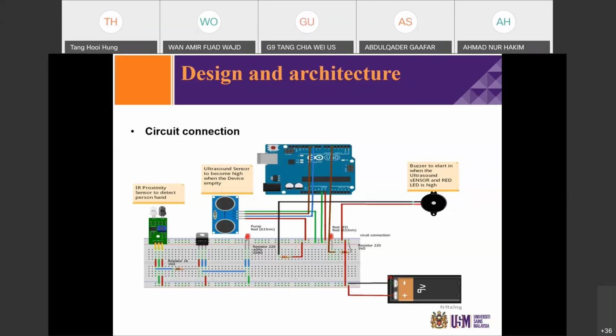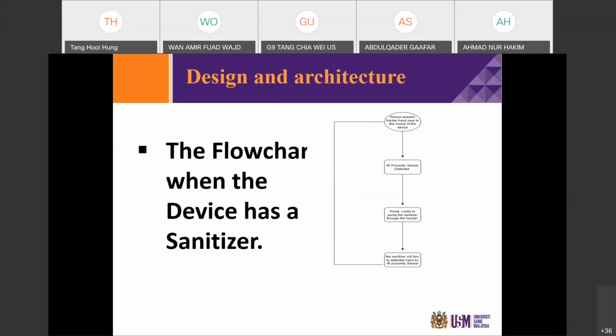Next, please. So it is clear from the connection there are two cases in our project. When there is a sanitizer in the device, the flow chart will be like this. The IR sensor will detect the present hand. Then the pump will flow the sanitizer through the nozzle to the hand detected by the IR proximity sensor. Next, please.